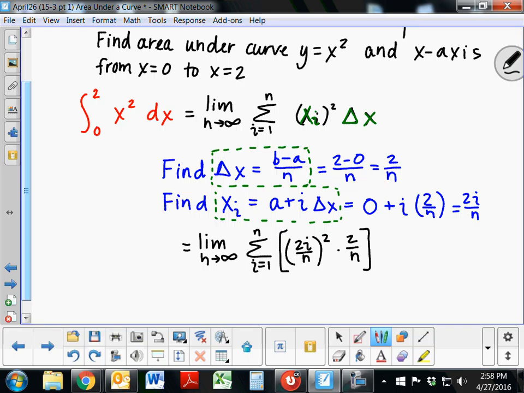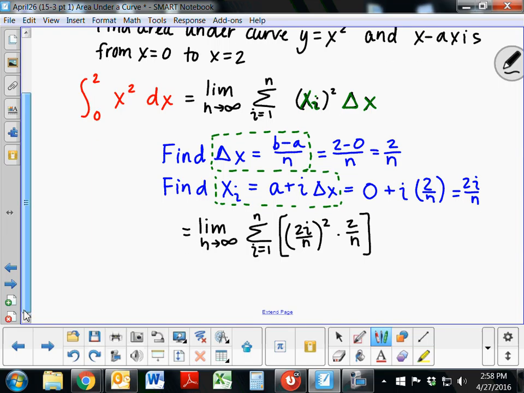So now that it's at least all in i's and n's, we can combine them. You couldn't combine the x sub i and the delta x up there, but I do see stuff that I could clean up here. Before I squared, good, n squared. Now, can you take that one step further? What's 4i squared times 2? 8i squared. Okay, so I have 8i squared.